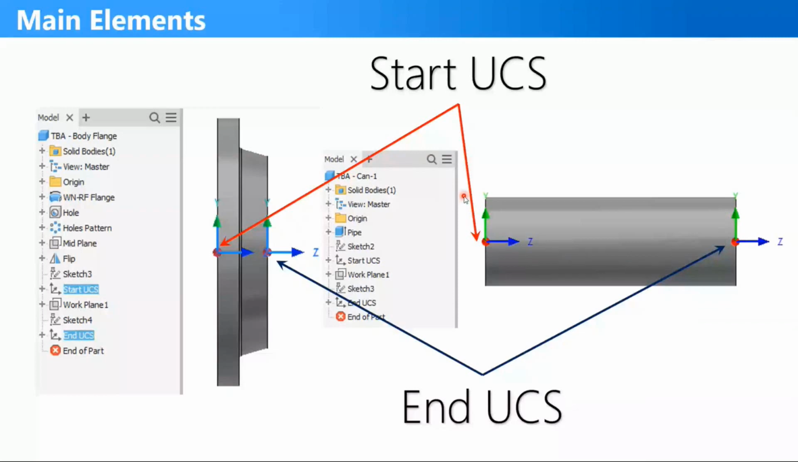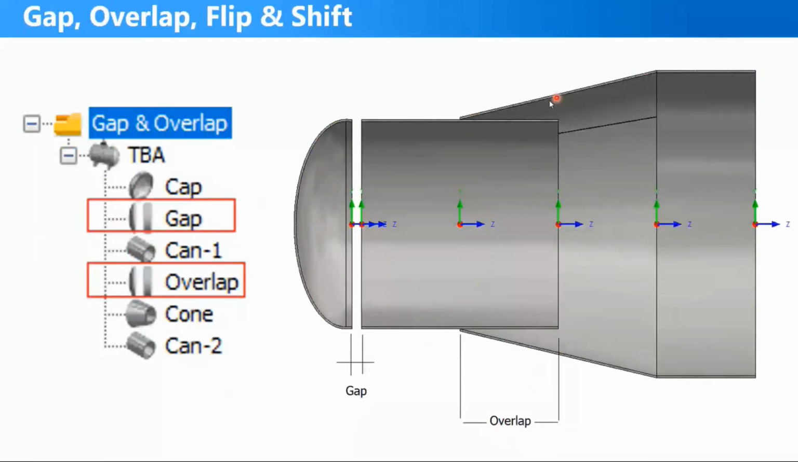But sometimes, for this cone, for example, you may need to connect this cone not to the end of the shell. Sometimes you may need to get it back a little bit in some cases. So you will need to make an overlap here. So the concept of gap and overlap gives you the ability to do that.